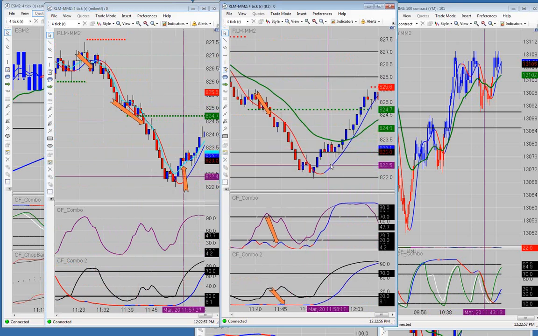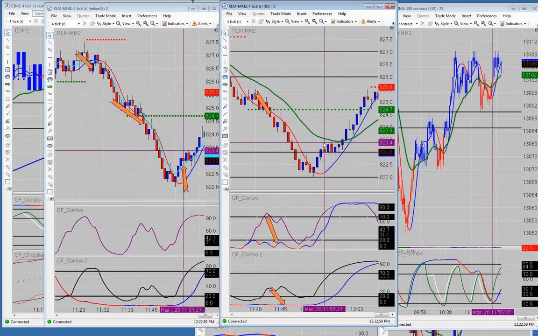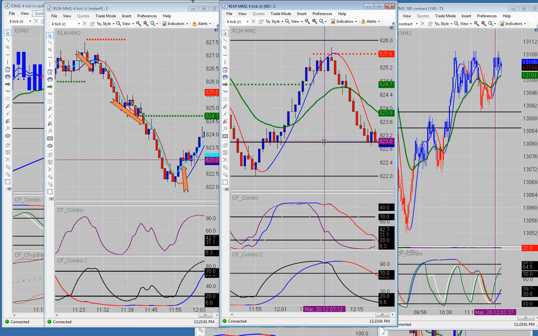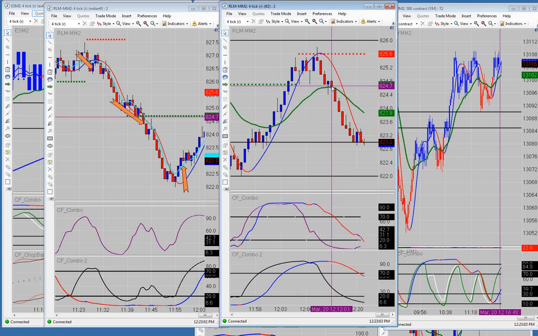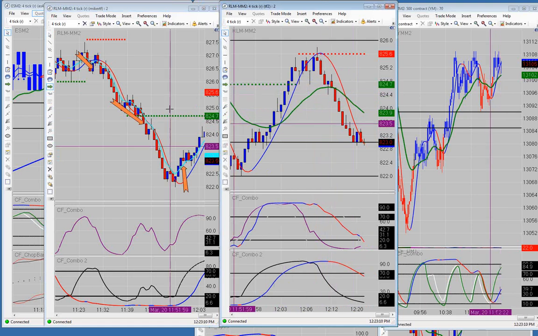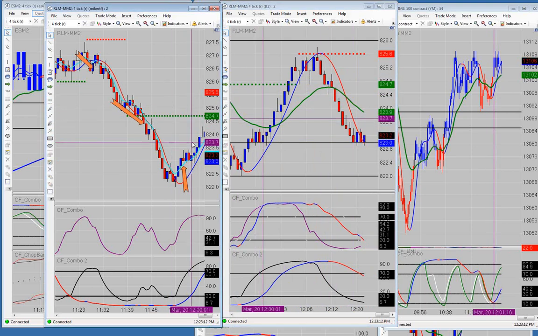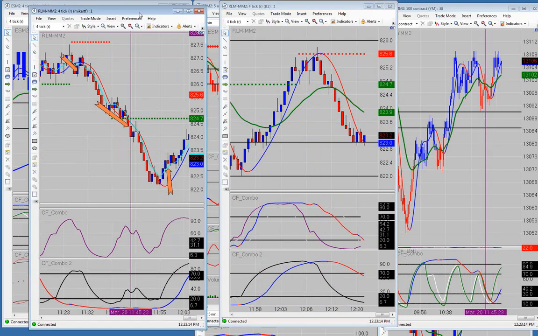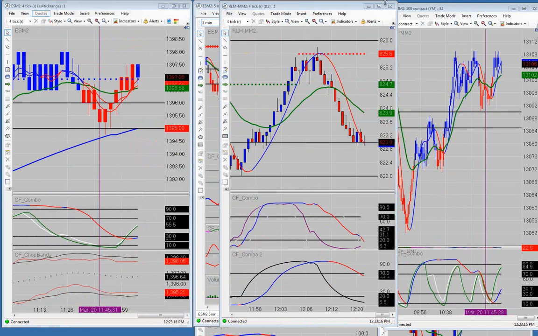Now on the long side, we're not going to have an entry on this chart. All right, with a double divergence, we're not going to have an entry on the long side there. Not until over here. And this one would have actually just failed. Okay. Right there. All right. So that was the Russell, the YM, the ES.